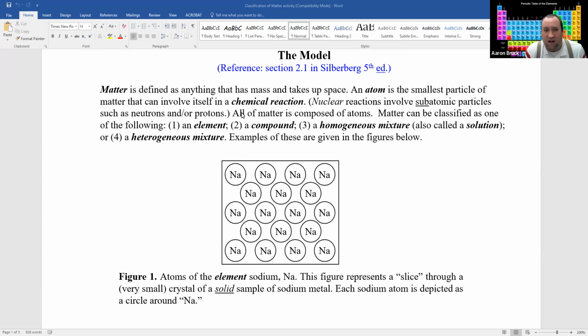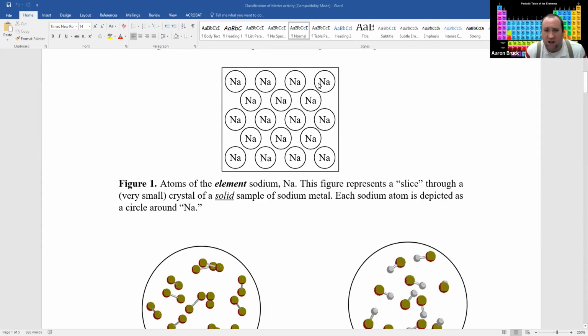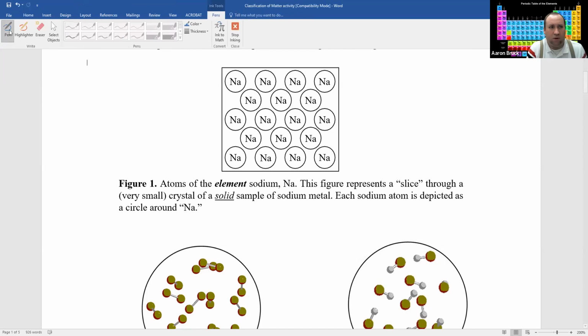Matter can be classified as one of the following: either an element, a compound, a homogeneous mixture, sometimes referred to as a solution, or a heterogeneous mixture. And here are some examples of each of these. So in this first picture, we have an element, sodium. One thing that we want to focus on here is that this is an example of a metal sample.